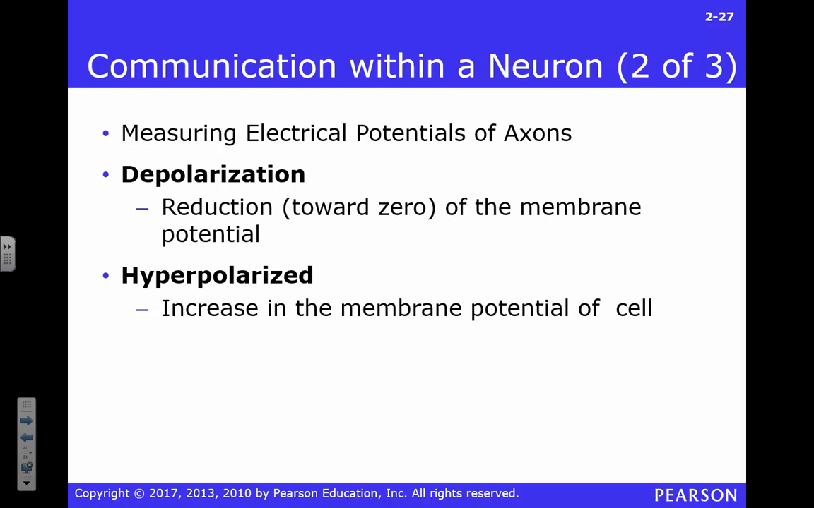Depolarization is a reduction, a movement towards 0. Okay? This is going to be making something more positive. It's going to make it more likely to have an action potential. We're going to depolarize it, right? Because if we're negative, like if this is 0, and we're down here at negative 65, if we move towards 0, we are making it less negative, right?